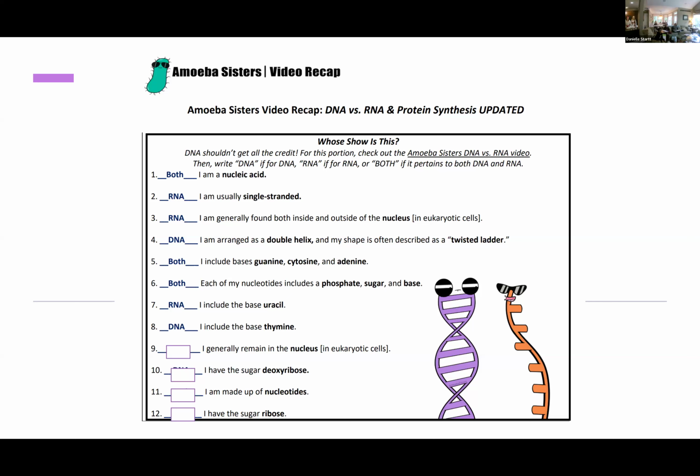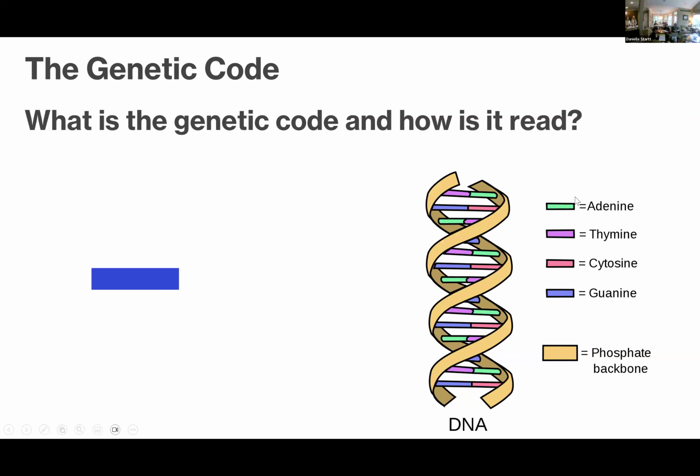I generally remain in the nucleus in eukaryotic cells. DNA. I have the sugar deoxyribose. DNA. I am made up of nucleotides. Both. And I have the sugar ribose. RNA. Good job. Excellent. Okay, so ribosomes and protein synthesis.